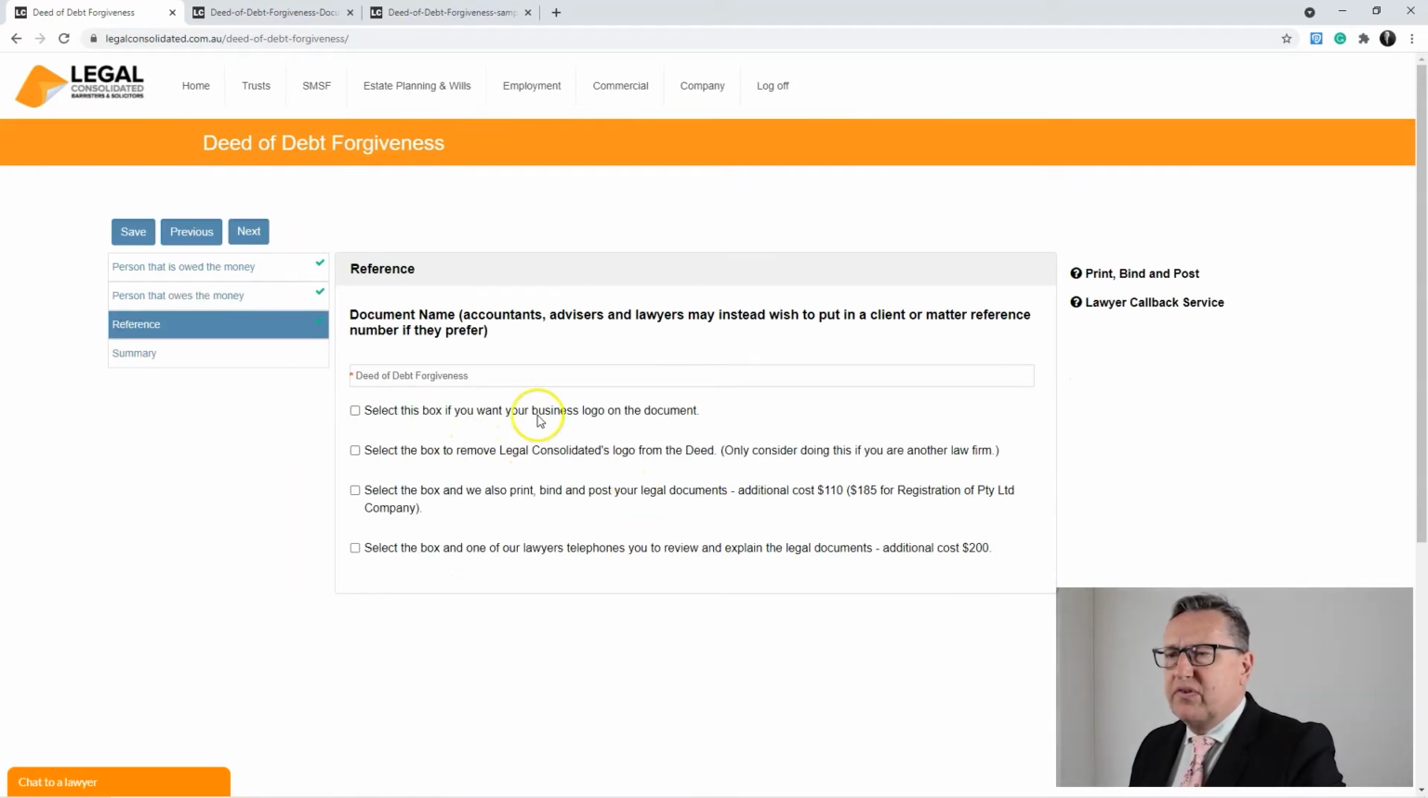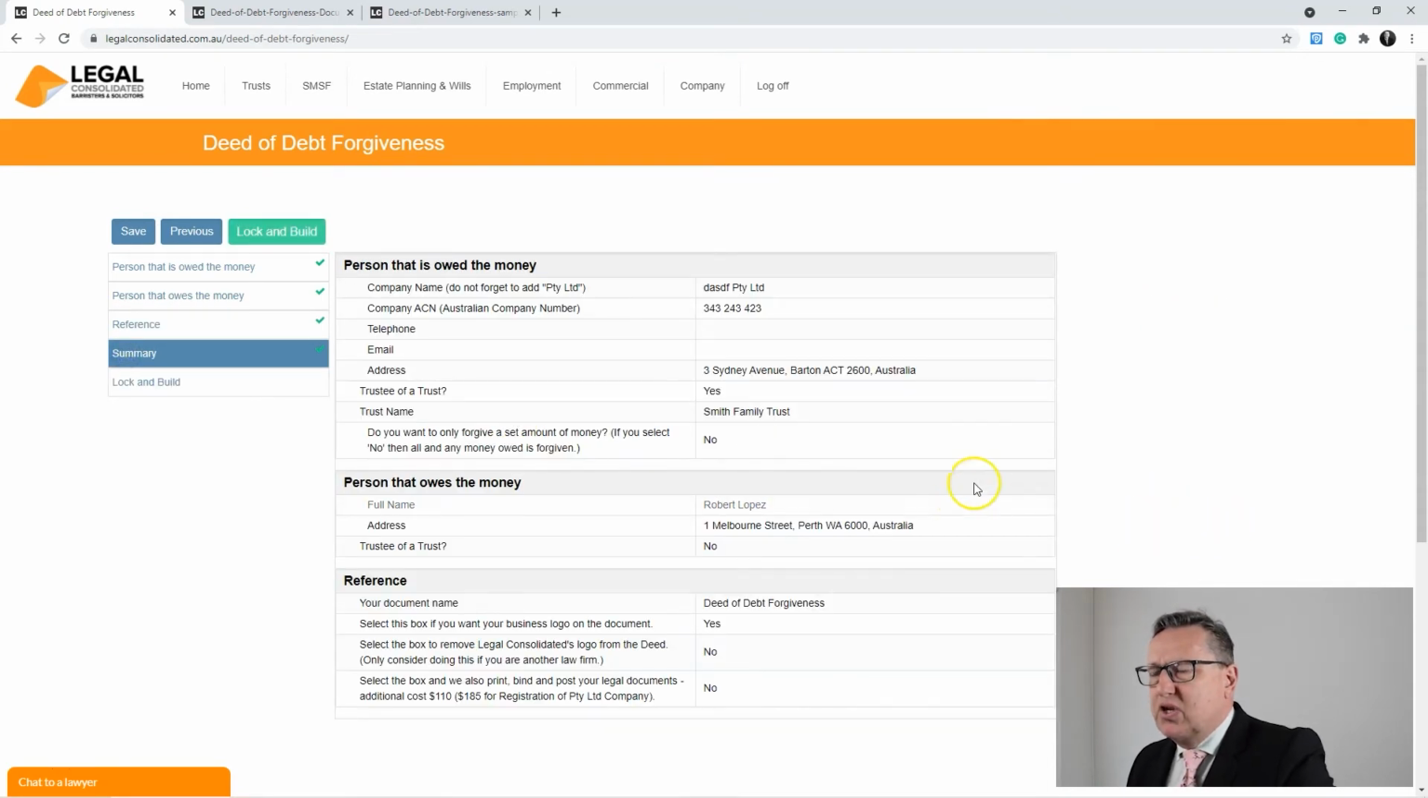I'm going over to the reference page. I'm going to call it Deed of Debt Forgiveness. I'm happy with that. Select the box I want my logo on. Now, let's say I'm an accountant or a financial advisor or a lawyer. I can have the logo also appearing on this legal document. Summary. So this is where you get to check to make sure the spelling's correct of the companies and things like that.